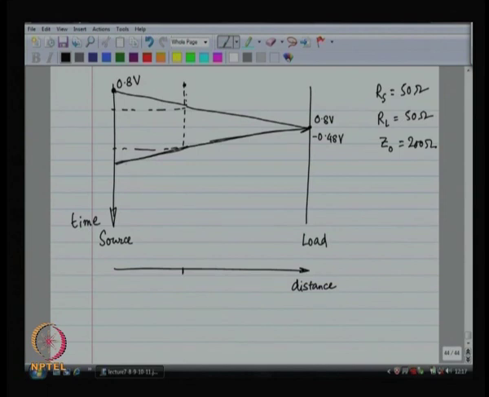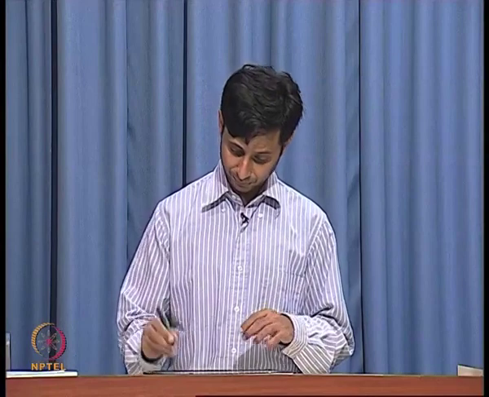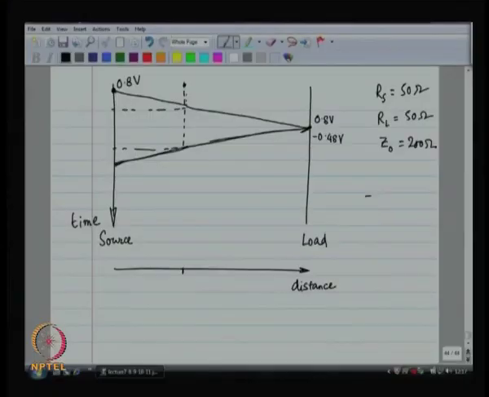So, this minus 0.48 volts hits the source, and once again gamma is minus 0.6. So, minus 0.48 times minus 0.6 is going to be, how much is it? It is about plus 0.3 or so, I do not know the exact value. So, I will now have another forward moving wave, which is plus 0.3 volts.